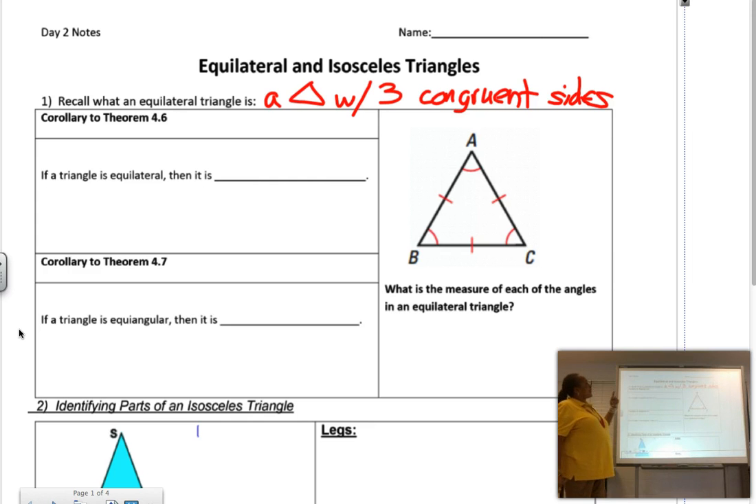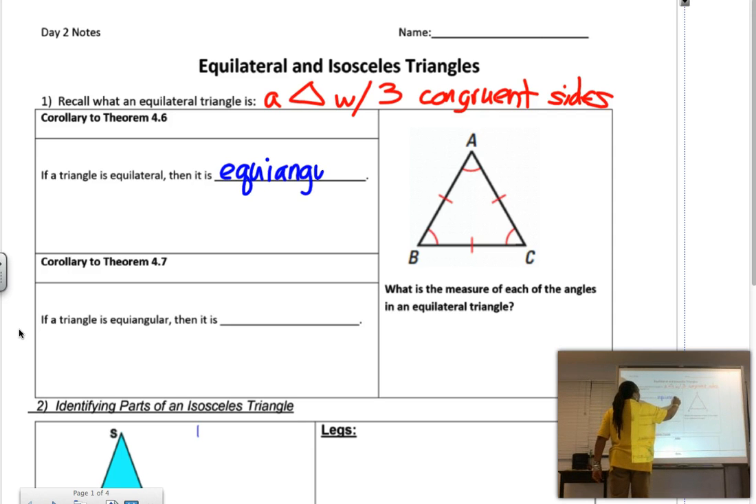Well, if a triangle is equilateral, we're talking about the sides, right? What else do we know? If we know that a triangle is equilateral, what else do we know? That it is also equiangular. Okay, so all that means is that the three angles in it are congruent. If a triangle is equiangular, then we know that it's also equilateral.